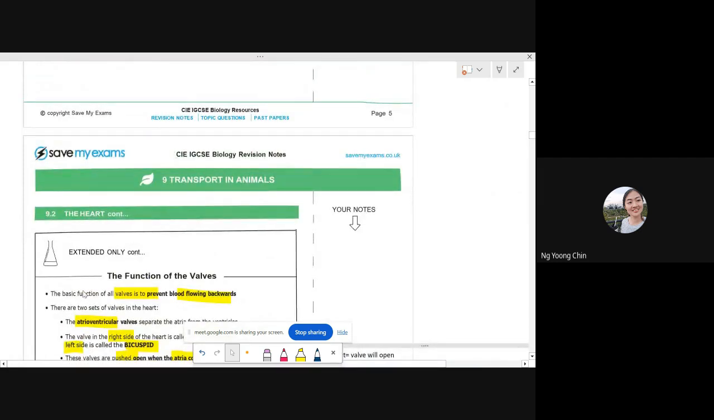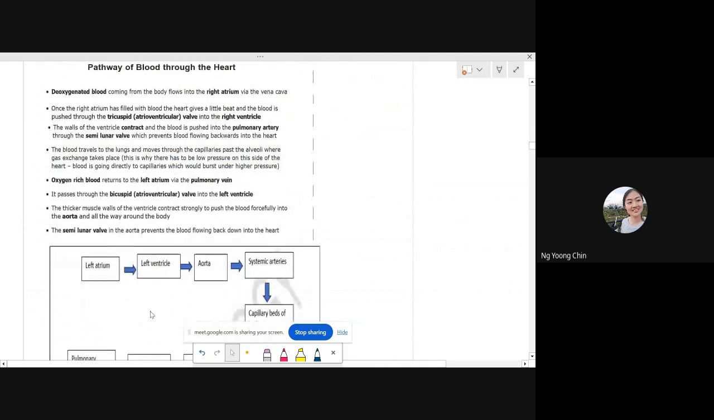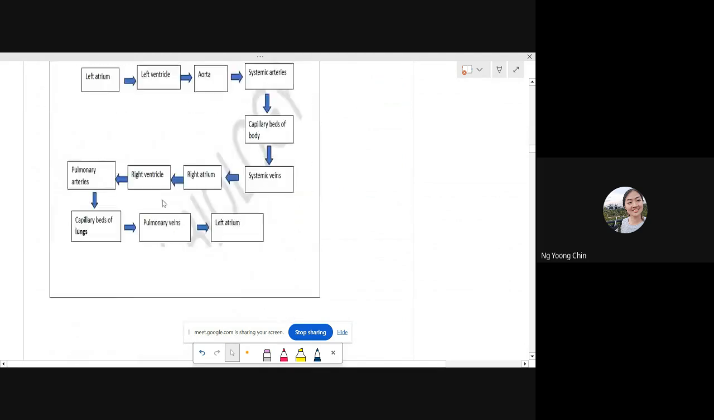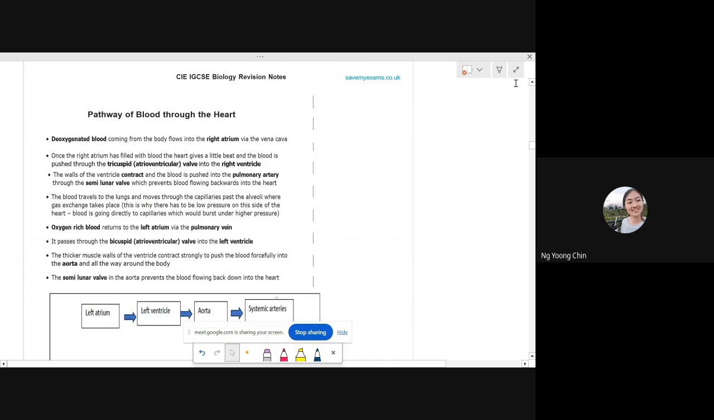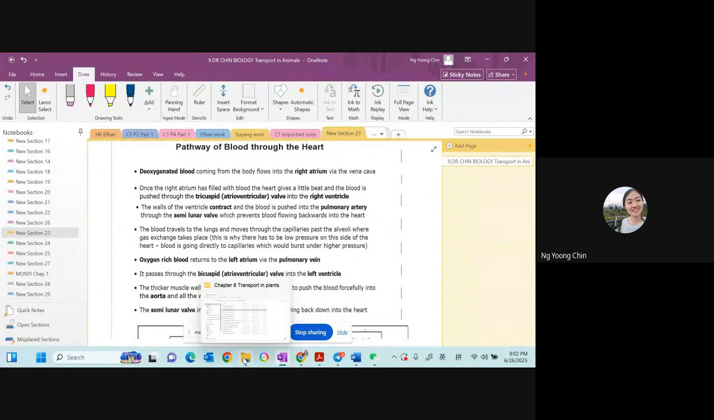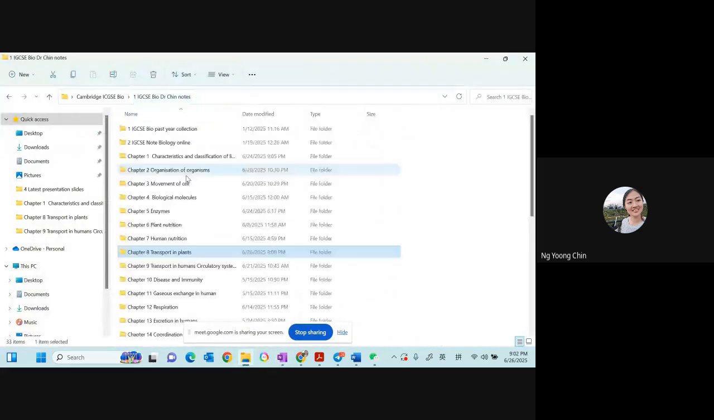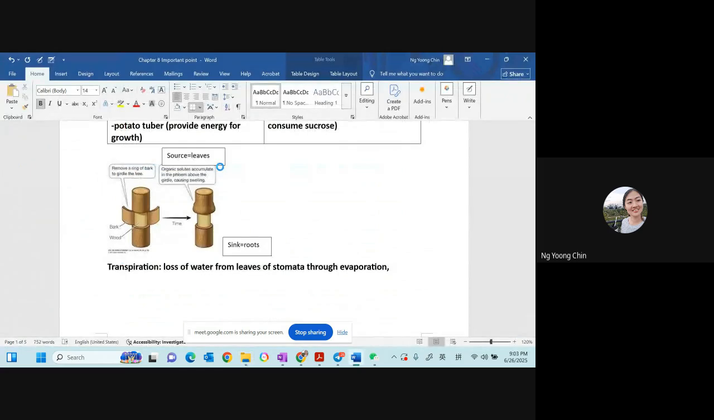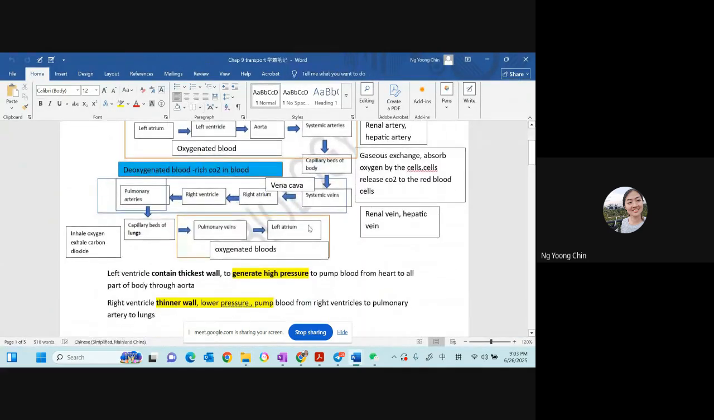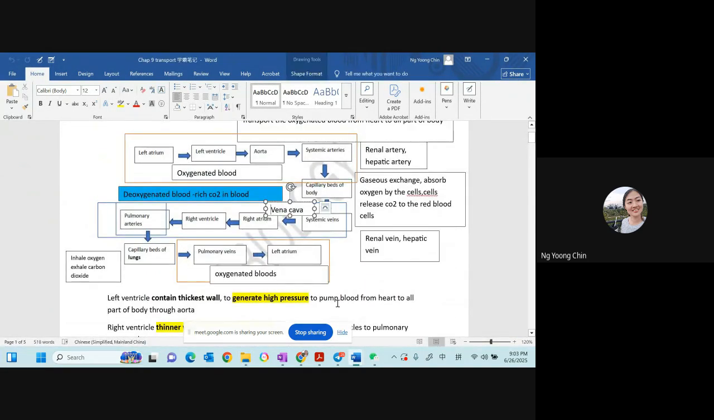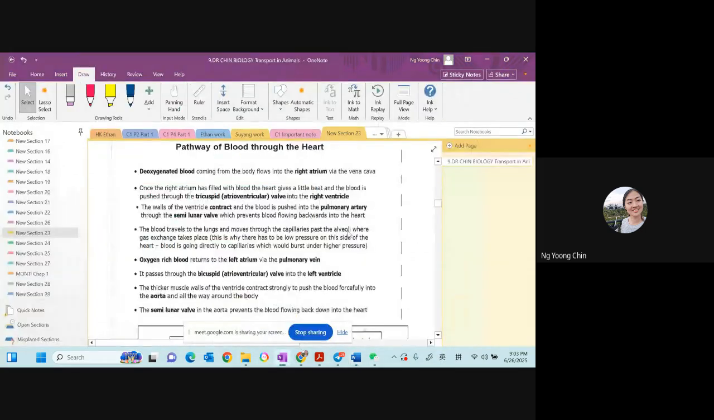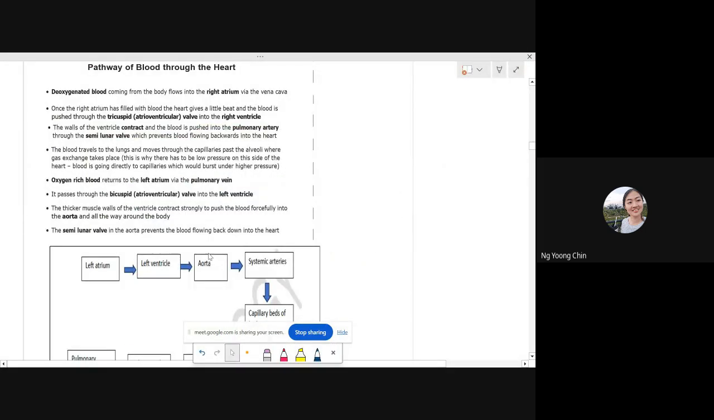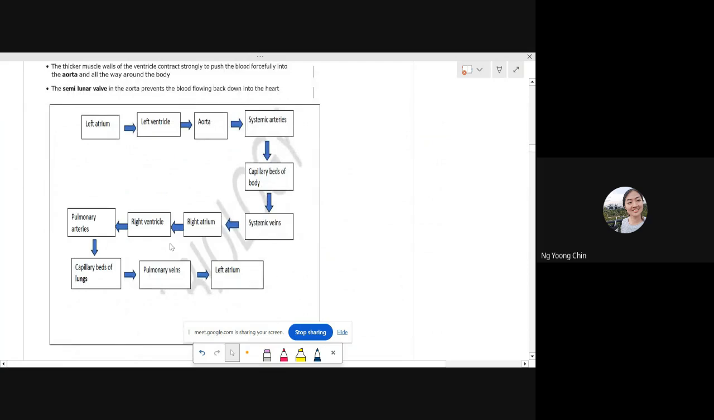Okay, just remember that the valve is just to prevent the backflow of blood in the heart. That's all. Now we talk about the pathway of blood flow through the heart. You can refer to the notes for chapter 9, which I think I sent you before. It's easier for you to understand the whole pathway. I explained this before, and I hope you are clear with it.